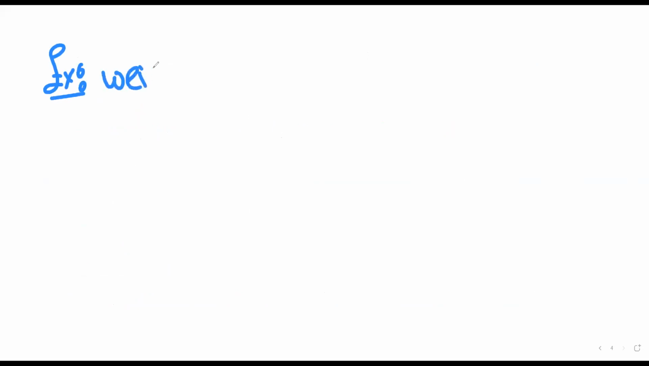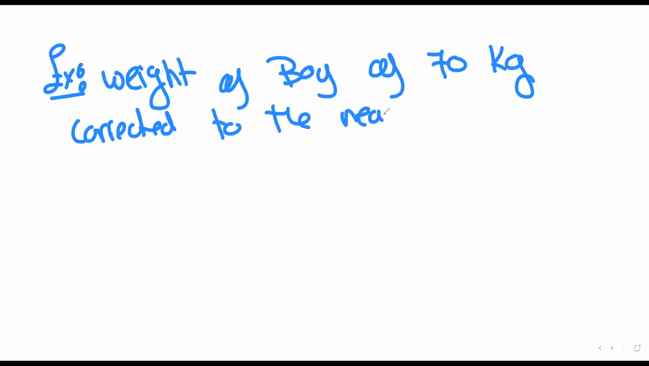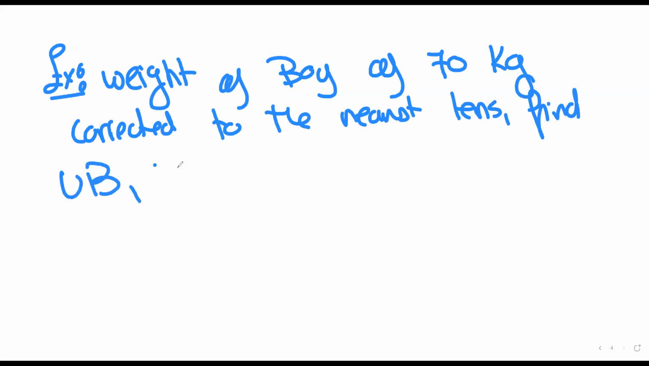أقول لكم مثلا for example, the weight of a boy is 70 kilograms corrected to the nearest tens. Find the upper bound and the lower bound. Let's first understand the question. يعني إيه the weight of the boy is 70 kilograms corrected to the nearest tens.